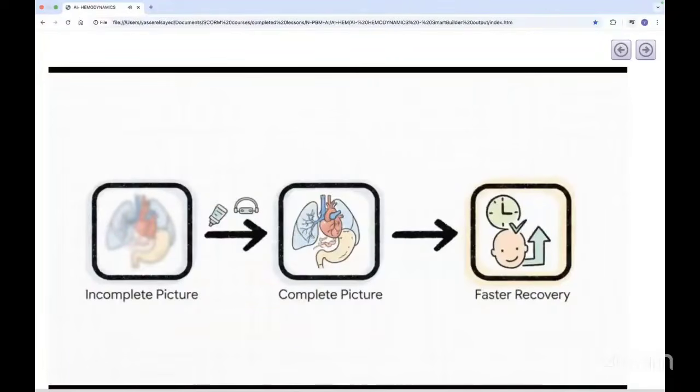So the big takeaway is pretty simple. Seeing more allows us to do better. By embracing this complete picture of a patient's circulation, the IEH approach leads to much more precise treatments, and that leads to dramatically faster recoveries for the most vulnerable patients we have.